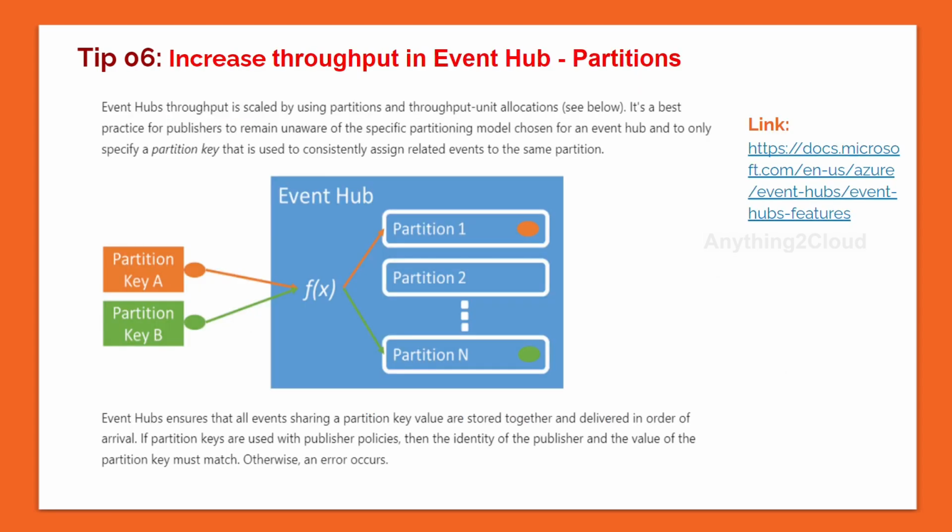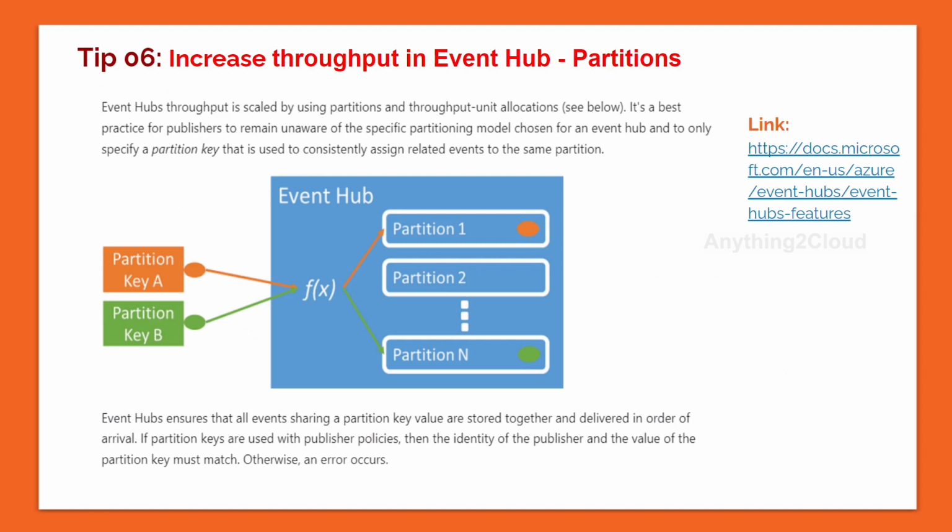Moving on to the next tip, how can we increase the throughput in an event hub? This can be done with the help of partitions. Event hub throughput is scaled by using partitions and throughput unit allocations. It's a best practice for publishers to remain unaware of the specific partitioning model chosen for an event hub and to only specify a partition key that is used to consistently assign related events to the same partition.